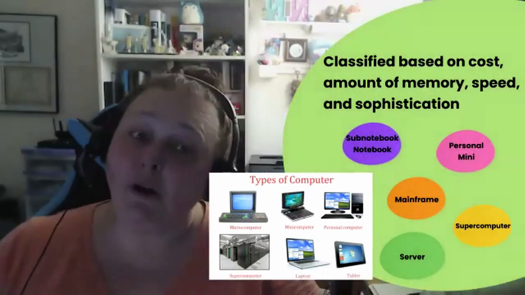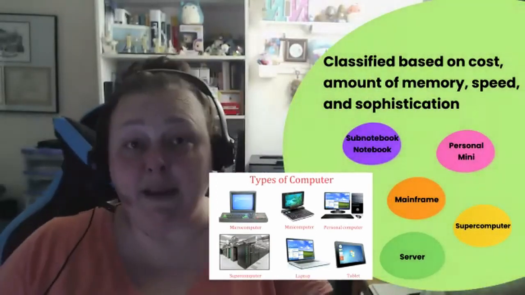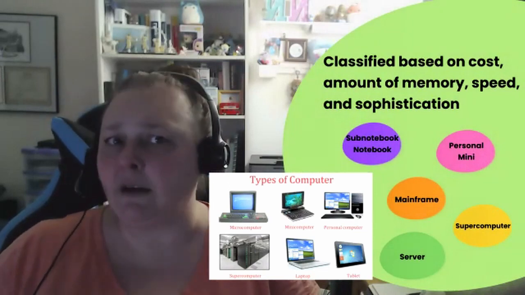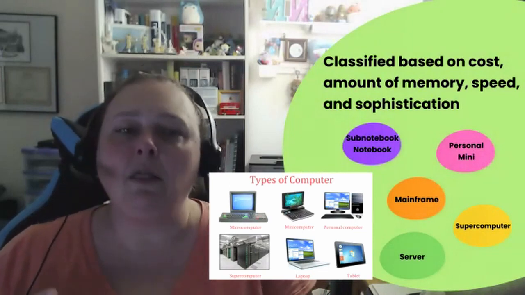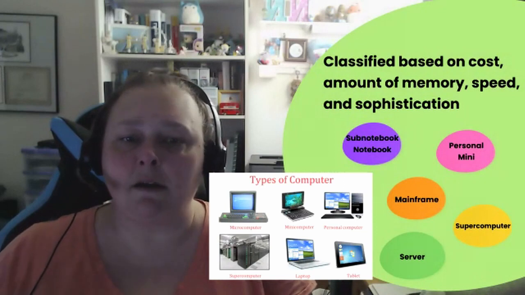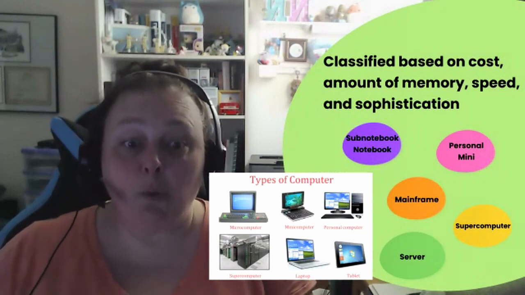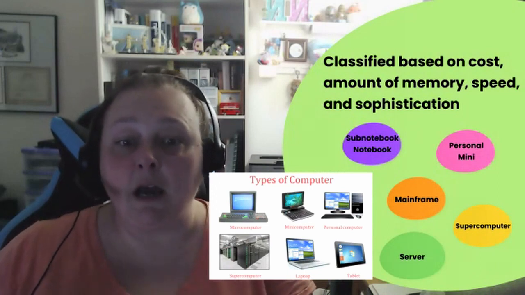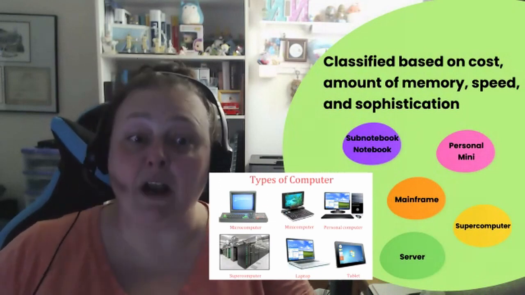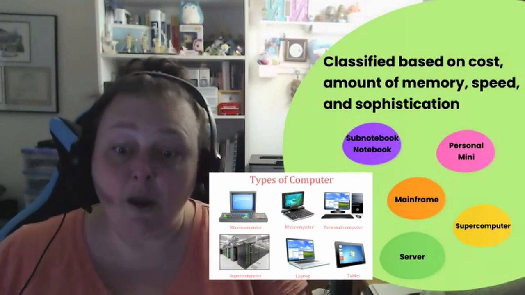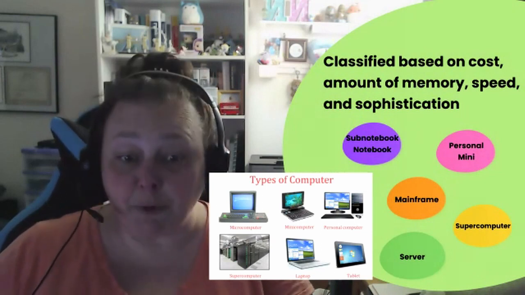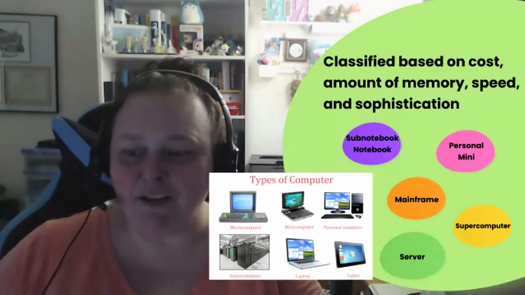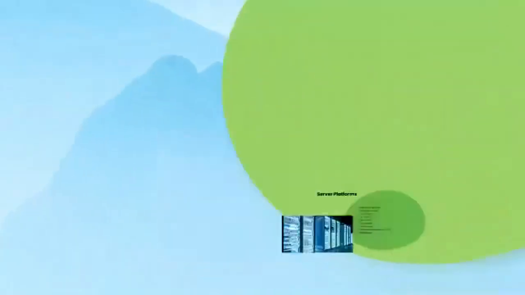So we're going to classify our computers based on cost, how much memory they have, their speed, and how sophisticated they are. A lot of it is based on size as well. We're going to look at 5 different ones here. We've got a notebook or a sub notebook. We've got a personal mini computer. We've got a mainframe. We've got a super computer, and we've got a server. So let's look at the server platforms first.